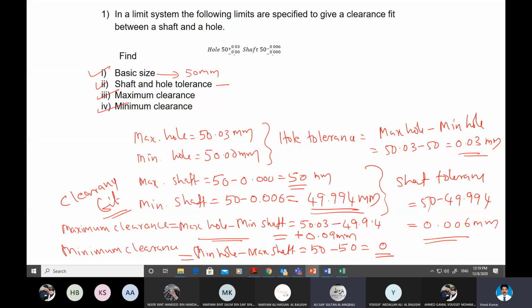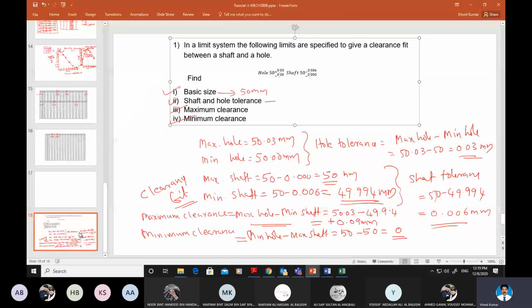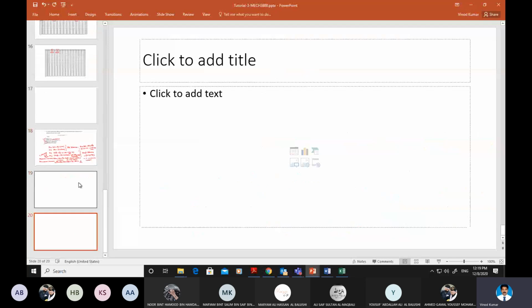Doctor, always take millimeter, as given in the question. Okay, so this is about this question and the remaining I will explain.